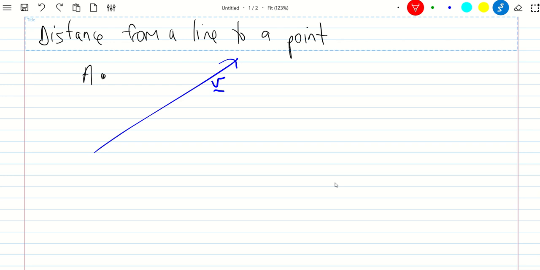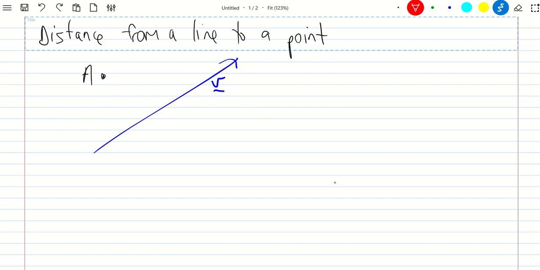Hey everyone. So today's video, we're going to be having a look at how to find the distance from a line to a point. And you might say, well, it could be any number of things. It could be that, it could be that, it could be that. Like, what are we actually talking about? We're actually talking about the shortest distance from a line to a point.